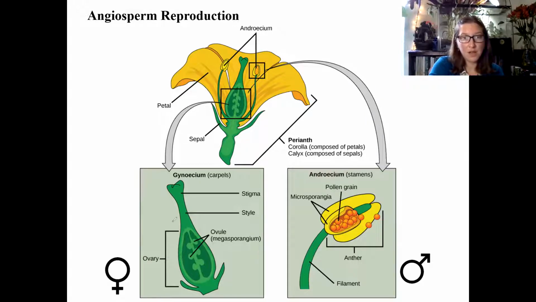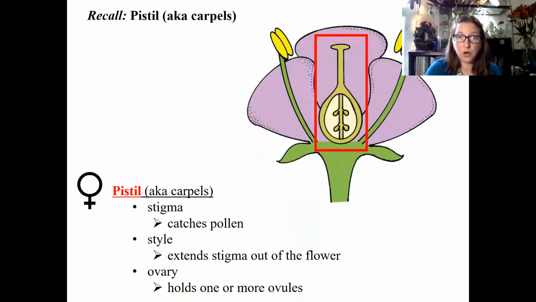The pistil or carpels is made up of a stigma, a style, and an ovule, which is inside of an ovary. And the stamens are the anther and the filament. And yes, we already covered all of that in the flower lecture. So how does angiosperm reproduction work?